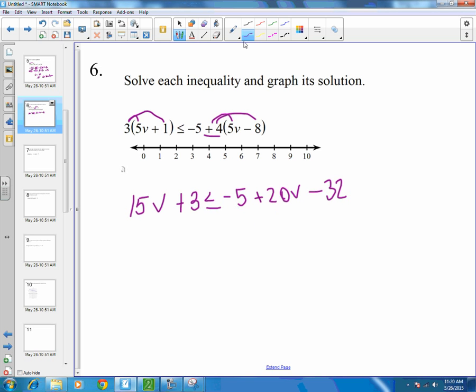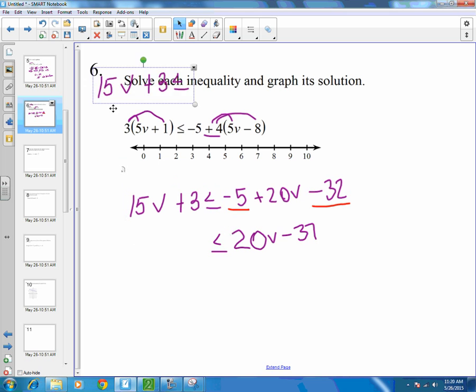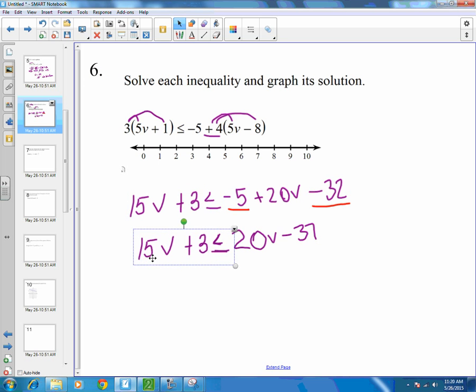Then what I need to do is I need to combine like terms. There's no like terms on the left, but there is some on the right, our -5 and our -32, which ends up being 20v minus 37. You could put the -37 in front of the 20v, and you get the same thing. Alright, so I'm just bringing that second part down. So then I need to combine like terms on opposite sides. So I'm going to add my 37 to both sides.